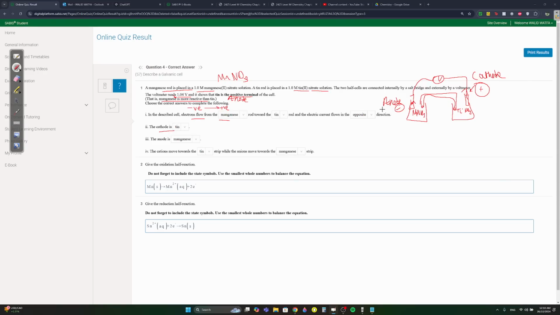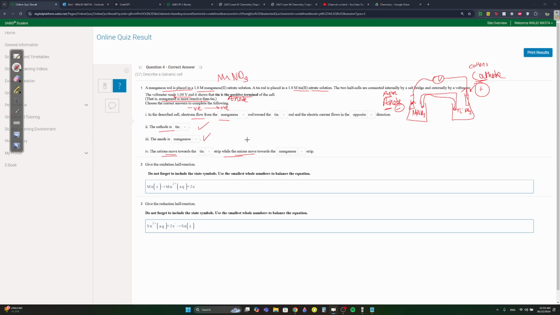What is the cathode? We said it's tin because it's positive. And which one's the anode? It's manganese because it's negative. The cations and the anions. When they say cations and anions, they're talking about the salt bridge. Always know that the cations move towards what? The cathode. Because cation, cathode. Anion, anode. That's where the names came from, by the way. Why do we call it anode? Because the anion moves towards it.